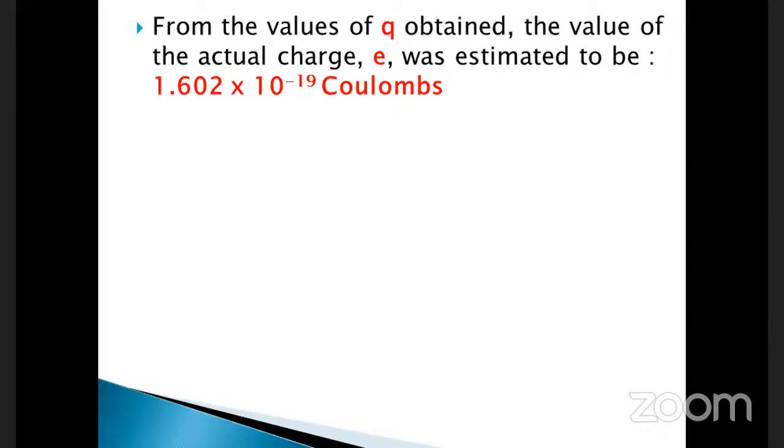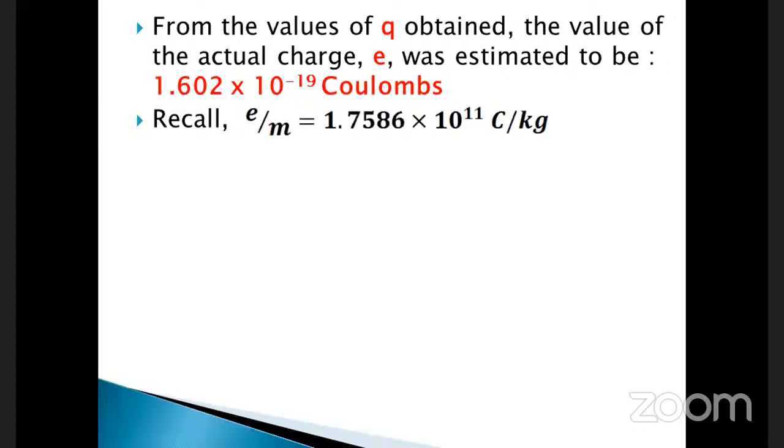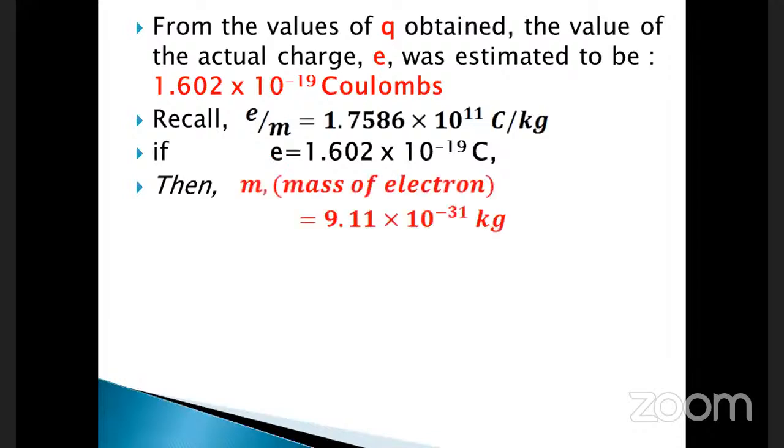Remember, we know the value of e over m. That was what J.J. Thomson determined. The value of e over m is 1.756 times 10 raised to power 11. Now we have a value for e. That means we can therefore determine the mass of the electron. So the mass of the electron was determined to be 9.11 times 10 raised to power minus 31 kilogram.